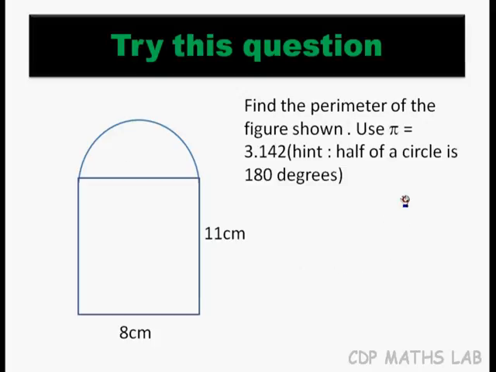Another try this question. Oh yes, you weren't expecting it? Now it states, find the perimeter of the figure shown. Which figure? This figure here. Use pi, which is equal to 3.142. Hint, hint, hint. Half of a circle is 180 degrees. Remember, the perimeter is the total distance around. Now, pause your video and try this question.